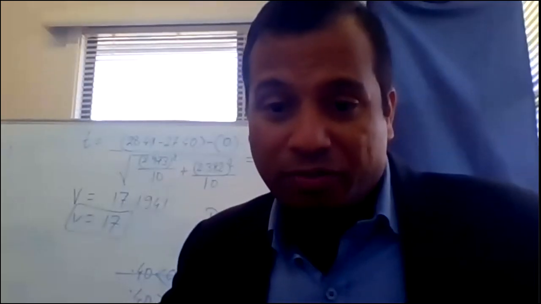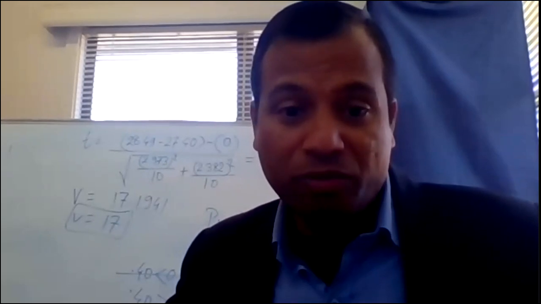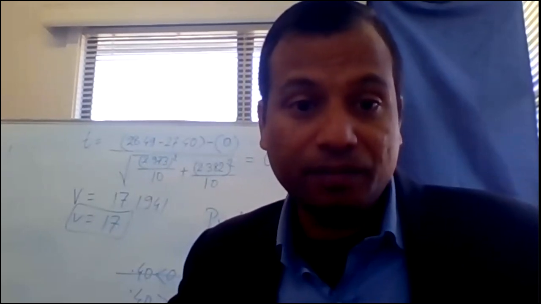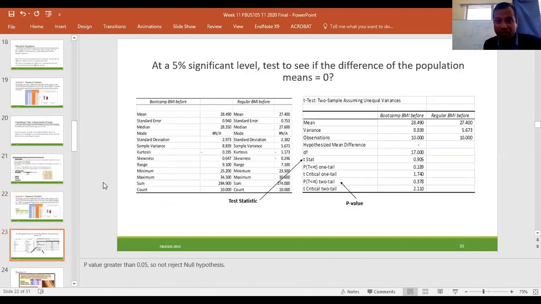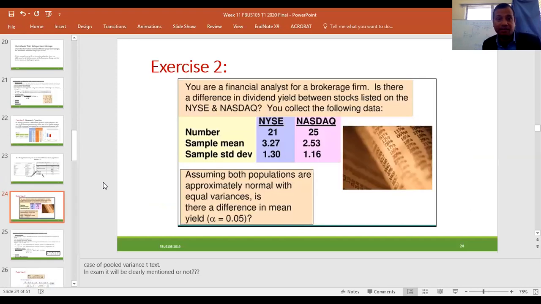So if you understood the first sum, now it's time to move to the second one. Because it's a bit slow and I need to be a bit fast. So, okay. So you understood using the Excel sheet. Can we do the second exercise? Read the question. You are a financial analyst of a brokerage firm.